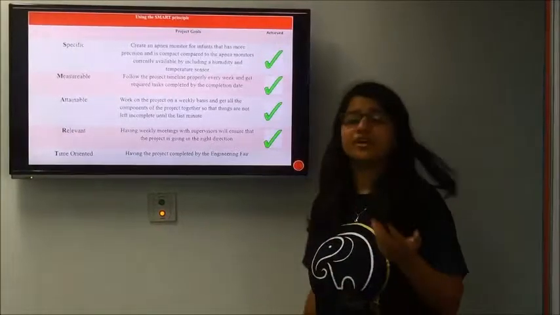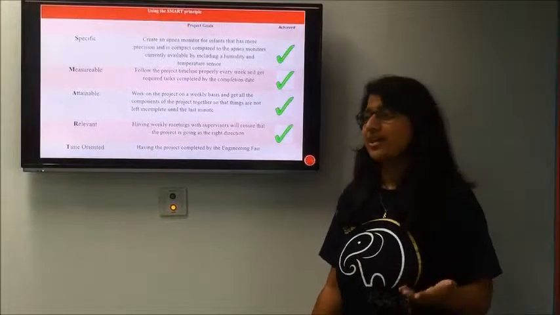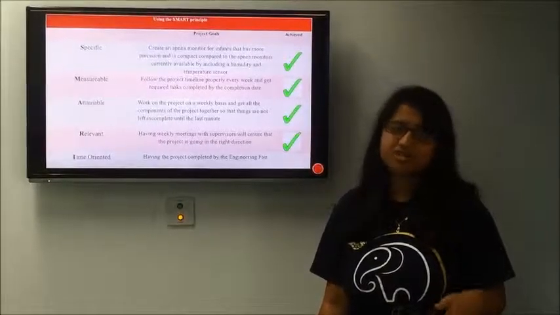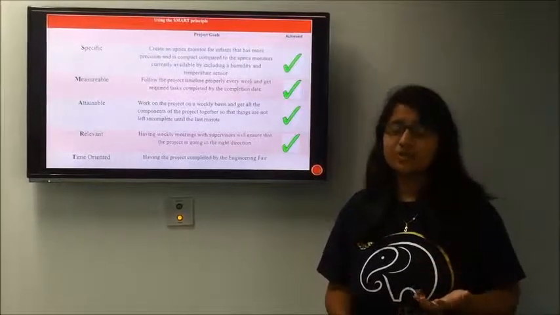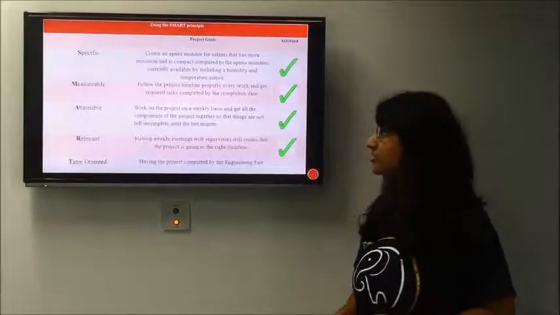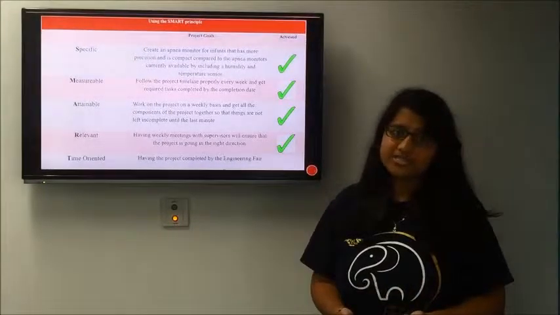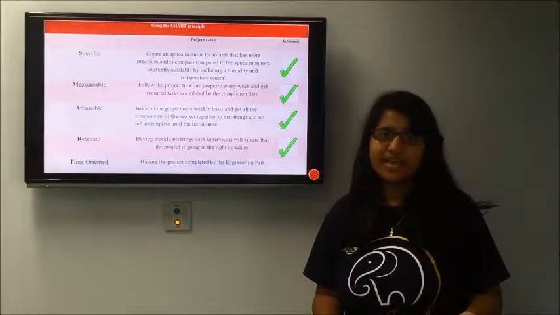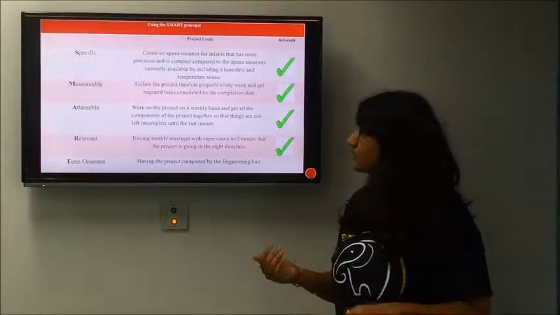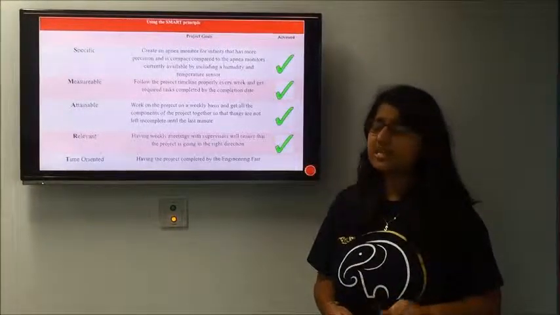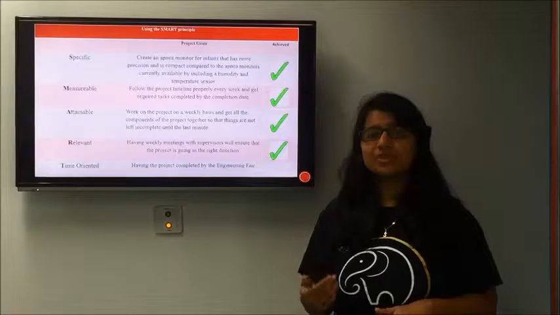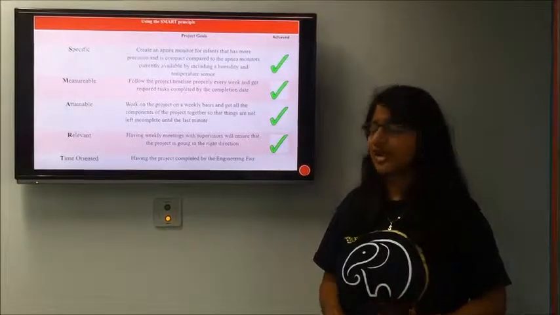For specific, we created a specific challenge statement, which we have achieved, as we wanted to create an apnea monitor that is more baby-friendly and has more precision. This is why we're using a breathing sensor. For measurable, we followed the project timeline to achieve a successful project at the end of the semester. As attainable, we have worked on the project on a weekly basis, and for relevant, we had weekly meetings with our supervisors, so we were on the right track.